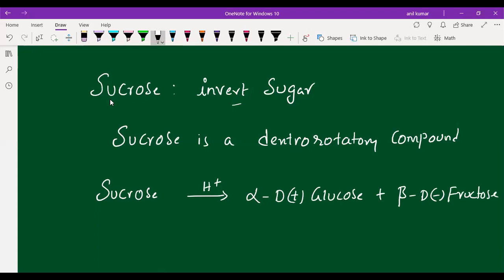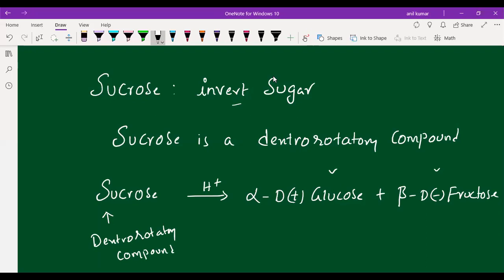Sucrose is a dextrorotatory compound, students. On hydrolysis, you are going to get two compounds, alpha D glucose and beta D fructose. Here one thing I am saying is that the parent compound is a dextro compound. Sucrose is a dextrorotatory compound.